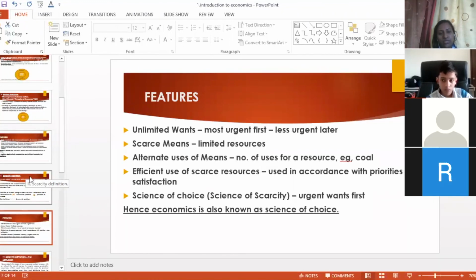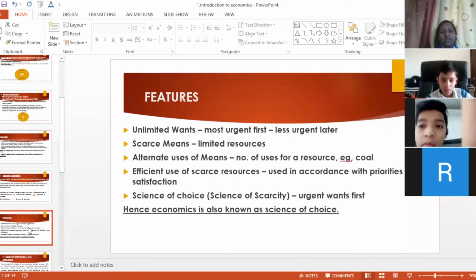Okay, so now Robbins, he has given us a scarcity definition. Now what were the main features of this definition? First thing I told you, we have unlimited wants. So we have to prioritize these wants. Most urgent want has to be met first, and then the less urgent one will come later. Second feature of his definition was we have scarce means for these unlimited wants. Our resources are limited, so that is why we have to prioritize our wants.